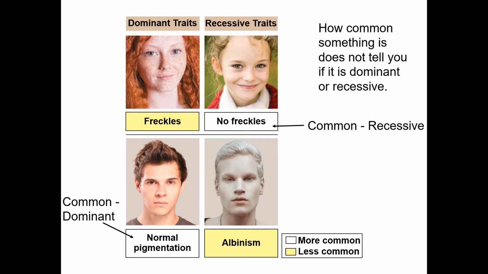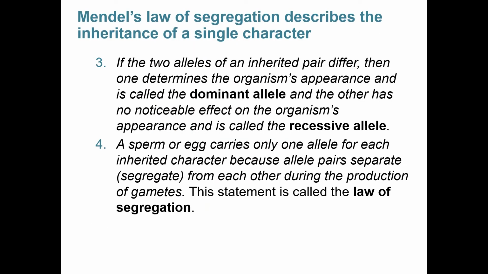The last hypothesis was that sperm or eggs carry only one allele for each inherited characteristic, because allele pairs separate or segregate from each other during the production of gametes. This statement is called the law of segregation, and it's related to this idea of independent assortment.